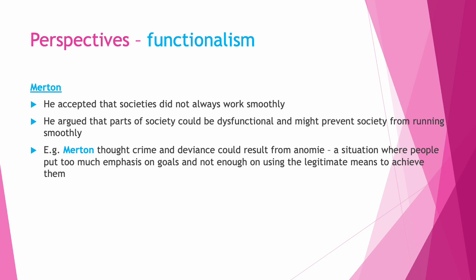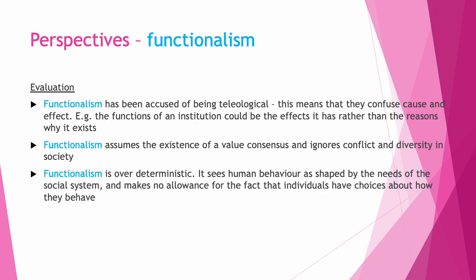Merton accepted that societies didn't always work smoothly. He argued that parts of society could be dysfunctional and might prevent society from running smoothly. For example, Merton thought crime and deviance could result from anomie, a situation where people put too much emphasis on goals and not enough on using their legitimate means to achieve them.